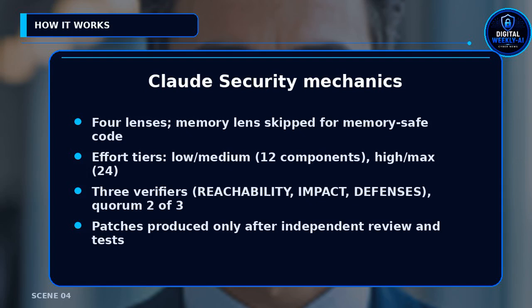Each candidate is verified by 3 independent verifiers: reachability, impact, and defenses. A quorum of 2 out of 3 keeps a finding. 3 of 3 allows a high confidence ceiling. Tallying is done by the report renderer in Python, so verification is auditable.